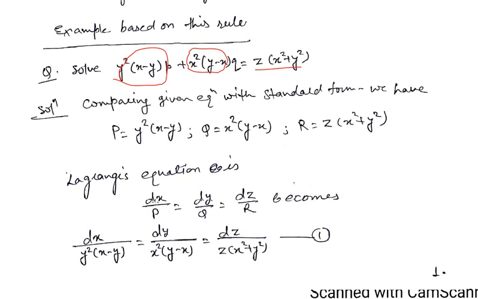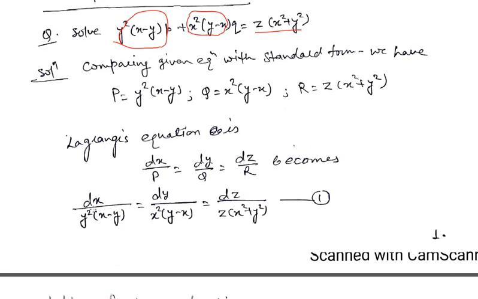As we know, the Lagrange auxiliary equation is given by dx upon P equals dy upon Q equals dz upon R. Now, in this equation, we put the values of P, Q and R. This equation becomes dx upon y squared (x minus y) equals dy upon x squared (y minus x) equals dz upon z (x squared plus y squared). Now we are to solve this Lagrange auxiliary equation and find the values of u and v, which are integrals of this equation. So we can find an integral using the first two fractions, as these are functions of x and y only. Here z is absent, so we can solve them and get an integral.